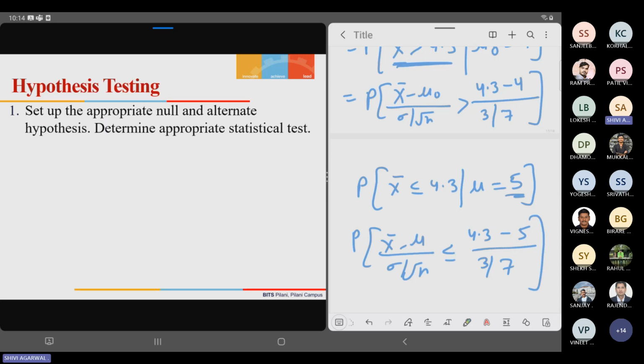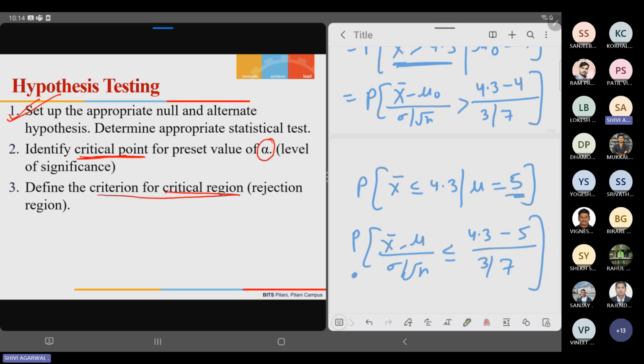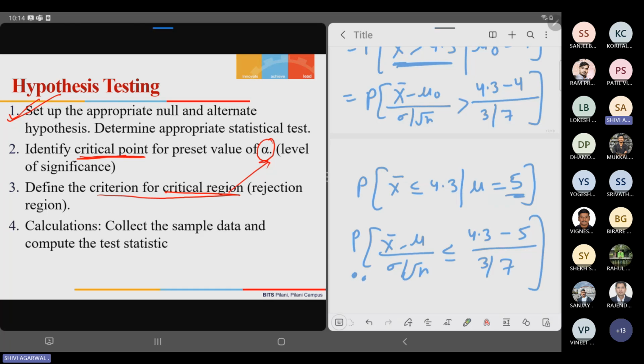So in hypothesis testing, the first step we have done is to set up the appropriate null hypothesis and alternate hypothesis. Second is the critical point, which is based on alpha. Third, we define the critical region, left side or right side, based on alpha basically. Then next we do the calculation. So collect the sample data and compute the test statistic. This is our test statistic basically.